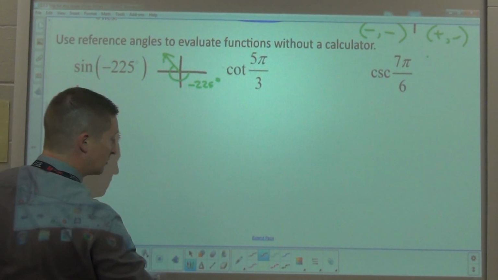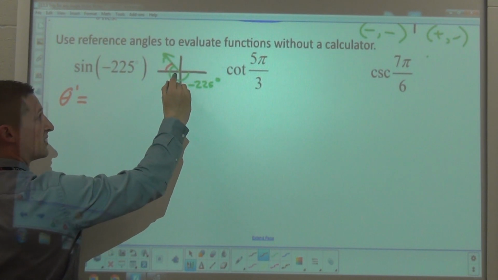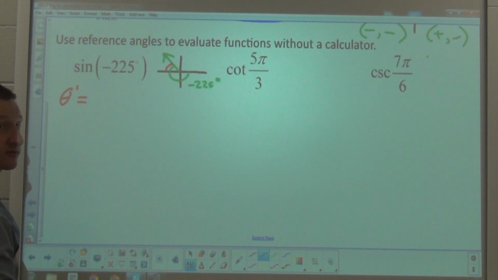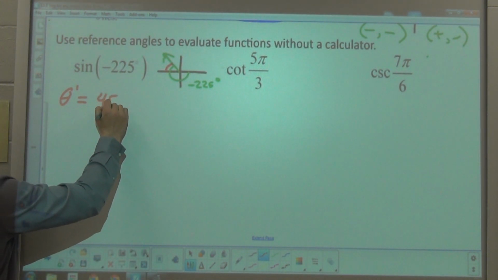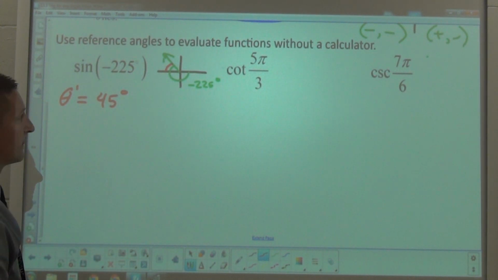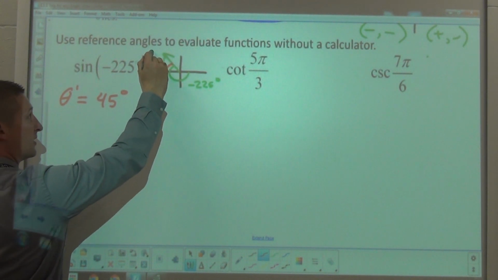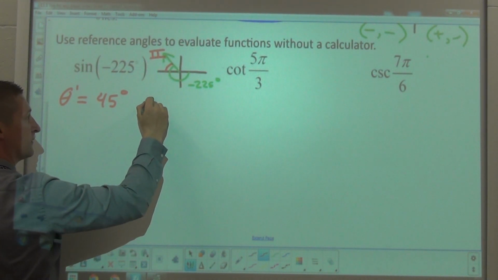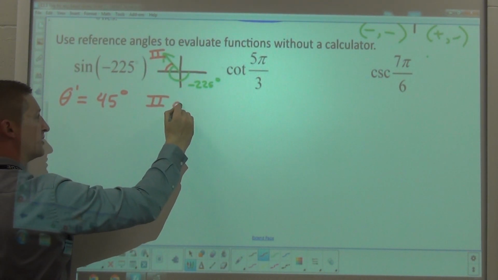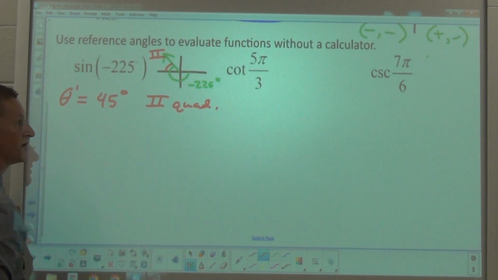My reference angle is the acute angle formed by the terminal side and the x-axis. Well, 225 minus 180, that's 45 degrees. Another thing I'm going to jot down is that I ended up in this second quadrant. Okay, so 45 degrees, second quadrant, those are things that I need to write down or remember.